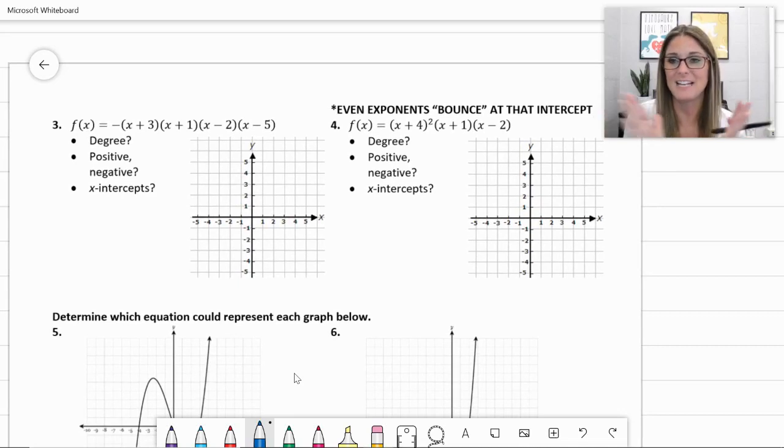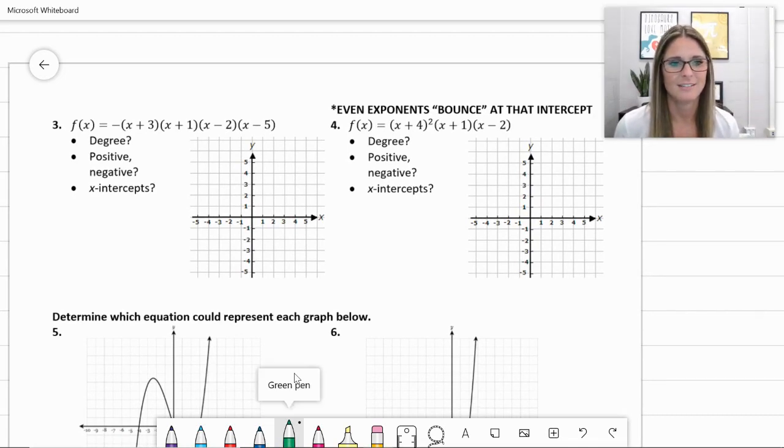Last and final page, guys. I know these notes are a little bit longer, but I definitely wanted to show you all the examples, and the graphs take up a little bit of space here. So let's finish this off with number 3.